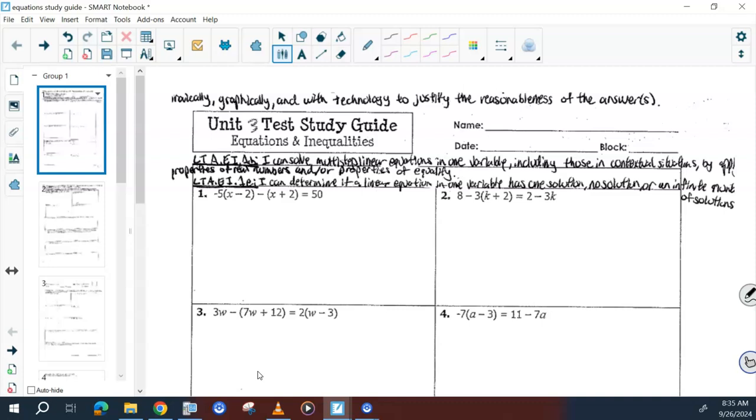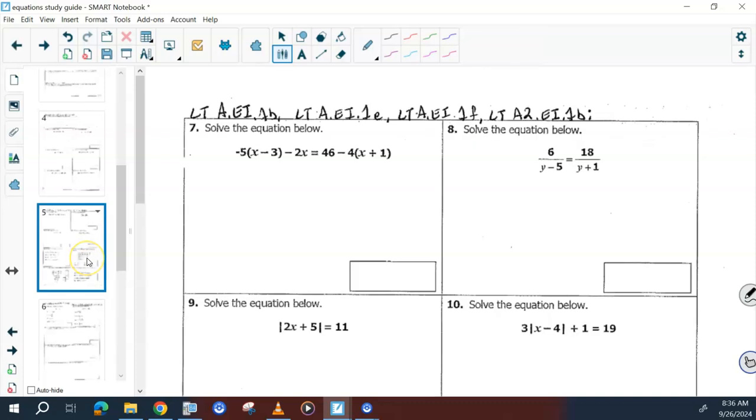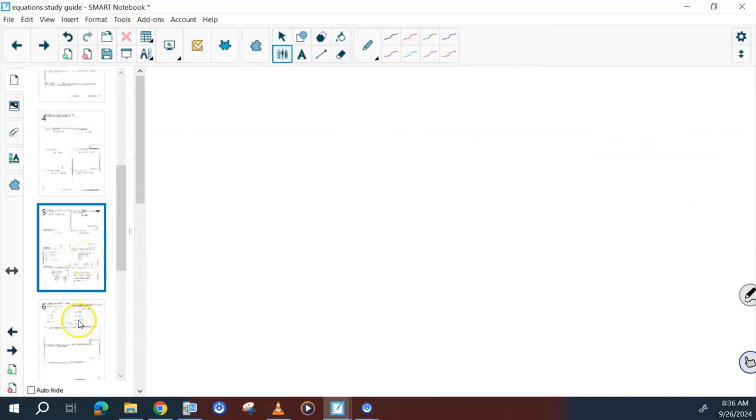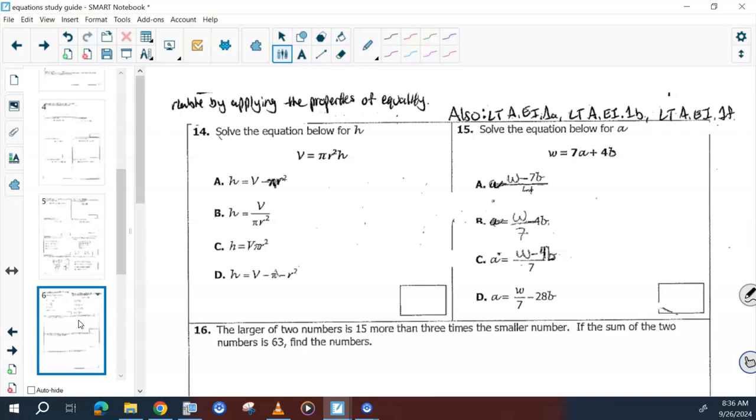One? Choose which one. 14. Okay. Alright, for 14, we are solving this for h. Pi, r squared, and h are all multiplying together. So to get rid of pi and r squared, we would divide all at the same time, pi r squared. So B would be that answer.